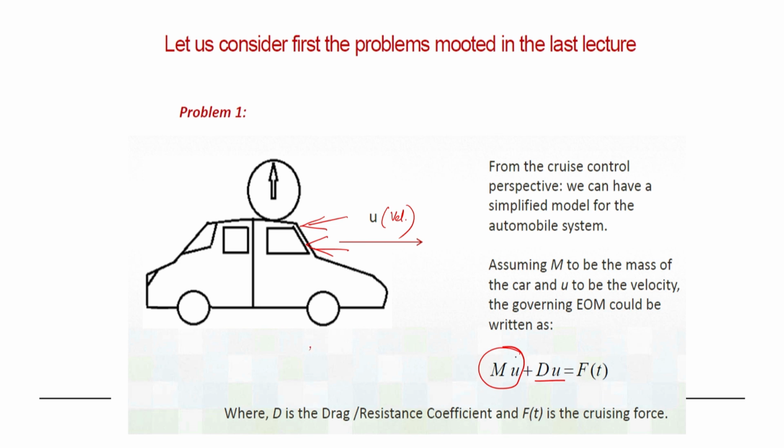So, if you try to draw the free body diagram of the system, there is a force that is driving the car. Of course, it is coming from the engine, and as it is trying to move this way, there is an inertia force which is m u dot, and there is a damping force which is d u. So, that means the equation of equilibrium is m u dot plus d u must be equal to the force that is applied, and that is how we get the governing equation of motion of the system, EOM.